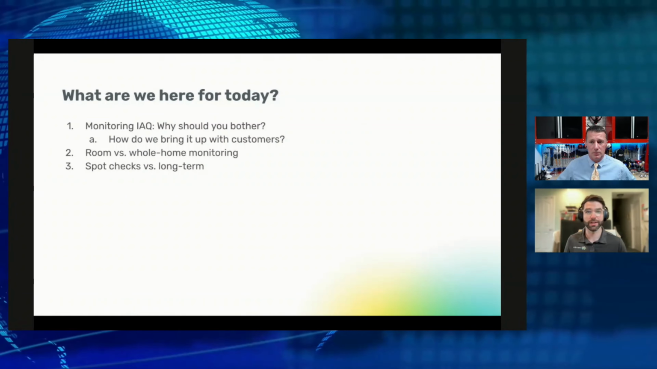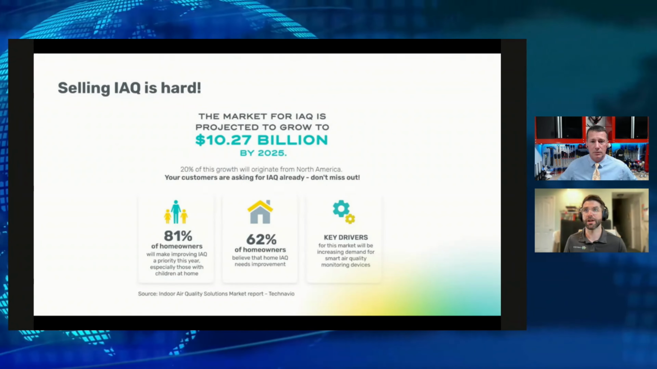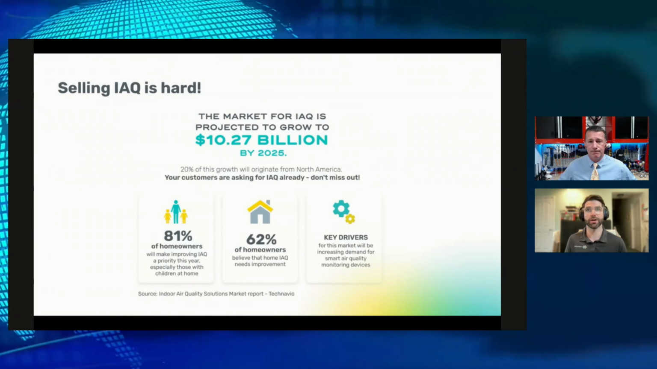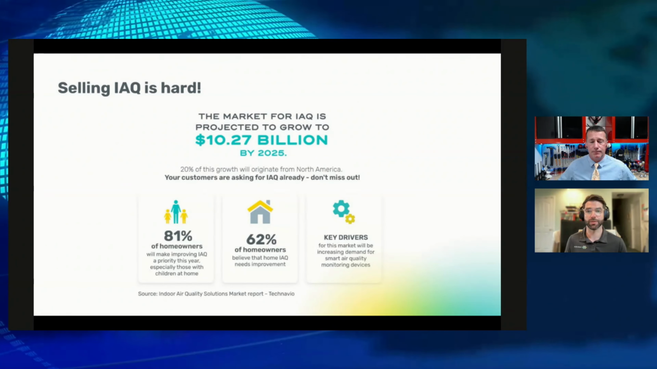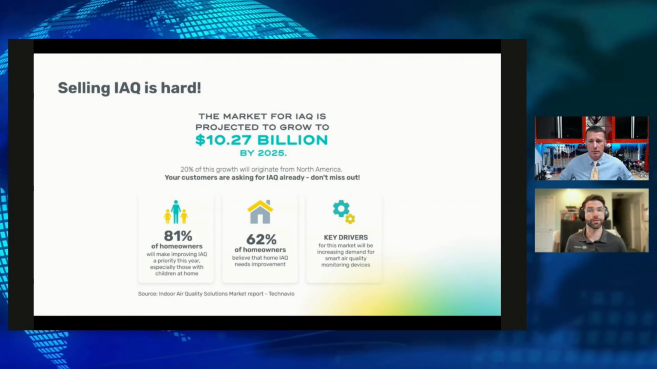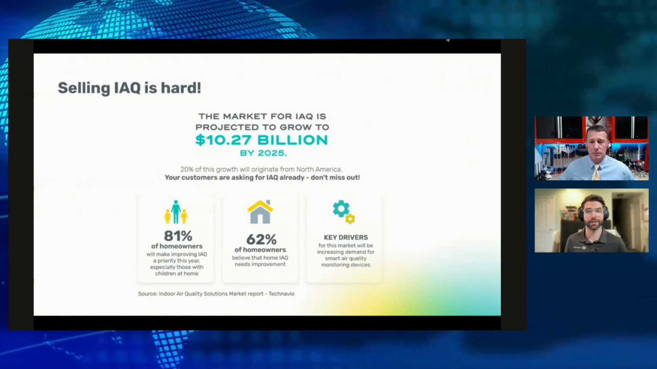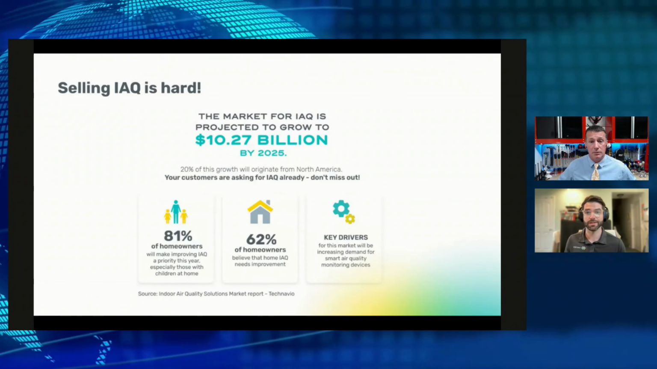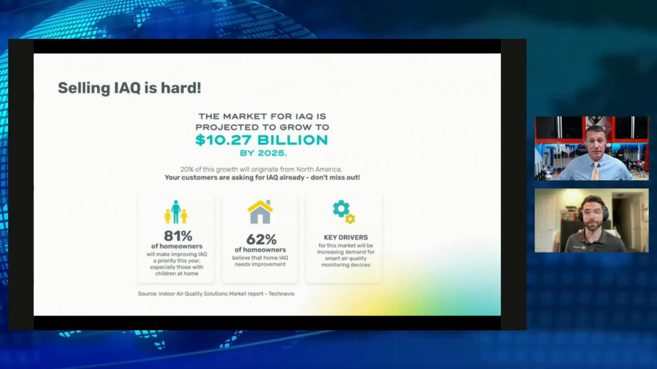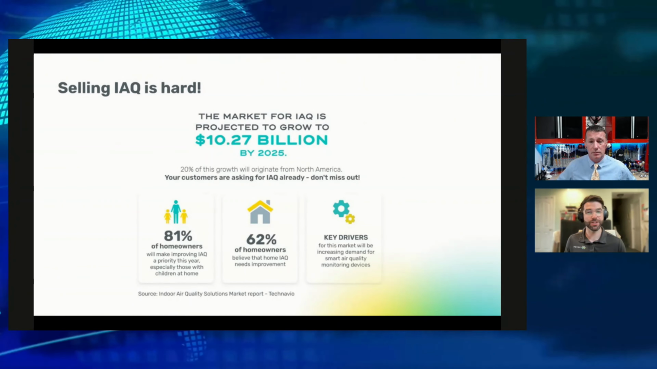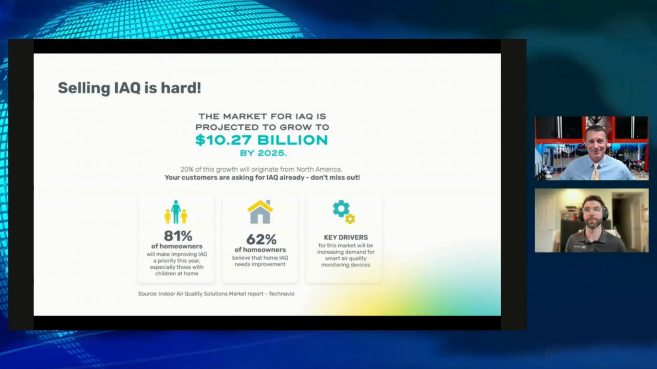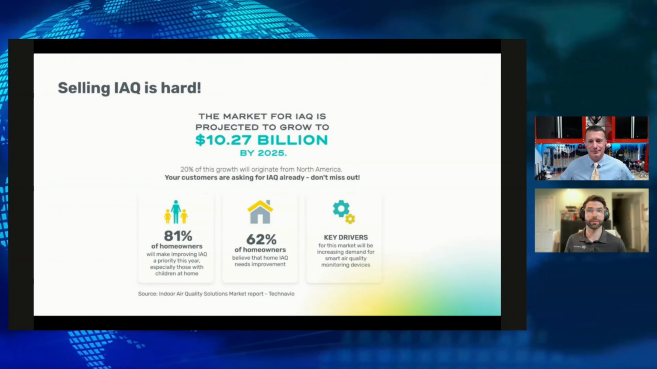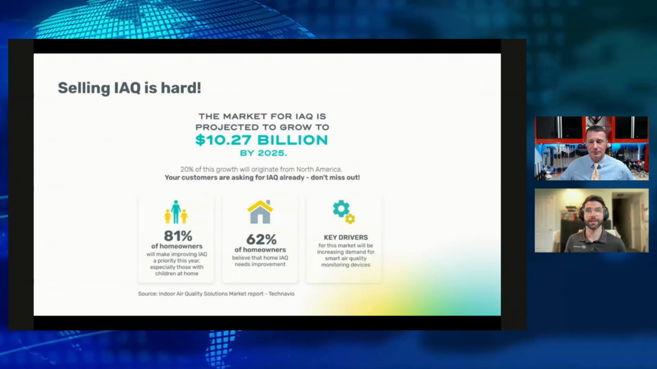Spot checks have kind of been the historic way that the industry does it. But just to start off with, why care? Selling indoor air quality, as we just discussed, is really hard, but it's a big growing market. What we've seen is a lot of this growth, this 10 billion in projected growth by 2025, 20% of that is coming from North America. So this is pretty significant. And customers are asking for this. 81% of homeowners will make improving IAQ a priority. 62% believe their home needs improvement in that area.